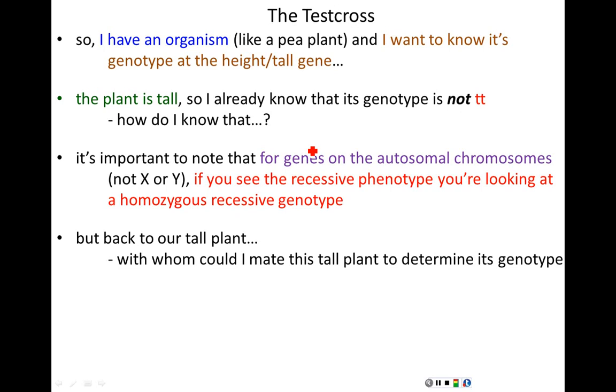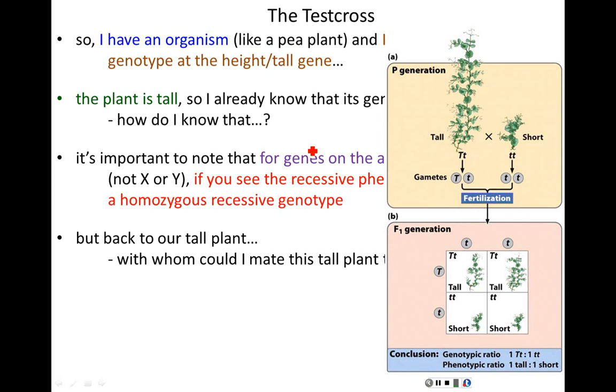I know it's not short, but I don't know what its genotype is. With whom can I mate this tall plant to determine conclusively its genotype? That's the test cross. I would, of course, mate it with a short plant. A short plant has nothing to contribute to the next generation but short alleles.